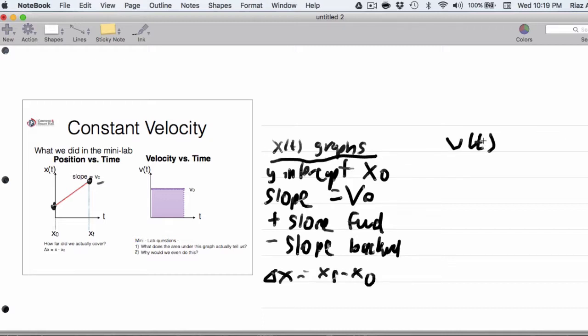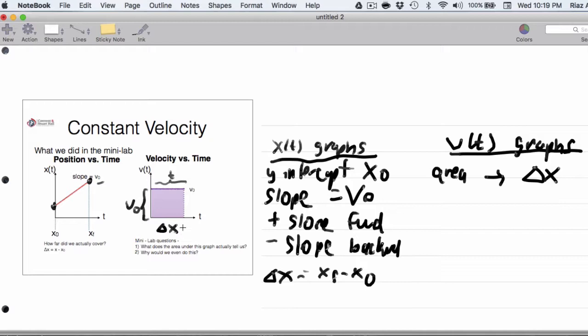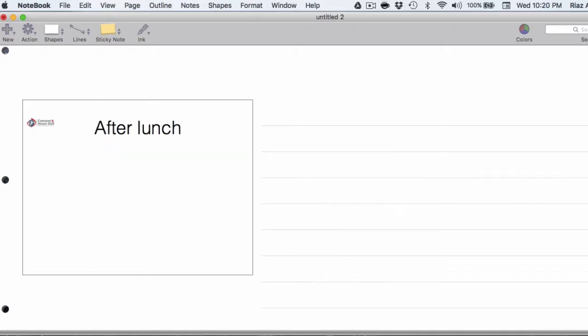When we do v versus t graphs, though, a couple things popped up. First, we realized the area is the displacement. So we actually take the area of this rectangle here, and that actually gives us the displacement of the object as well. That was the key finding, and that was kind of the launching point for the rest of the physics that we did today.